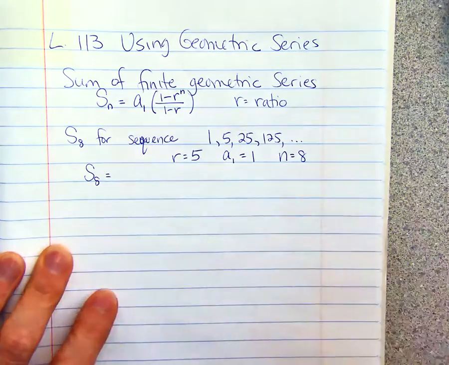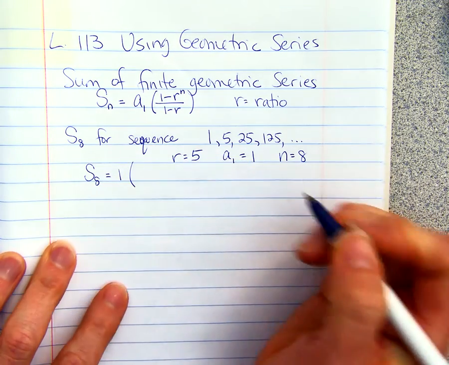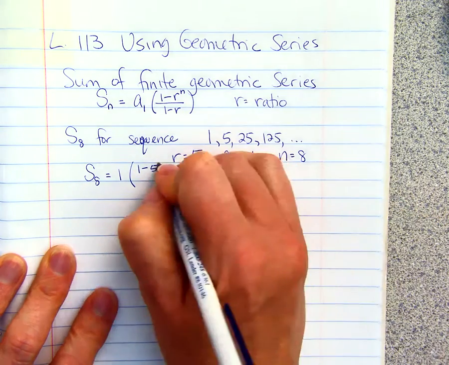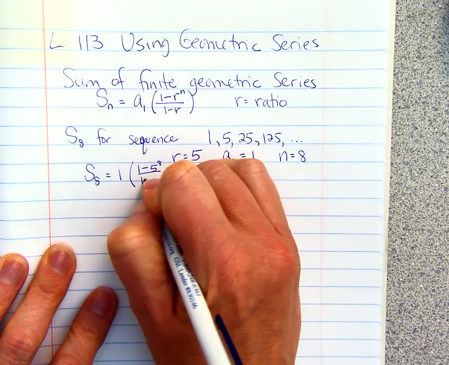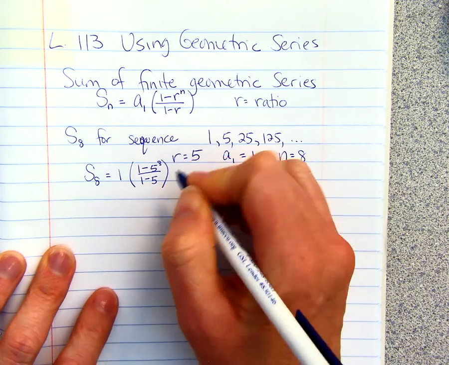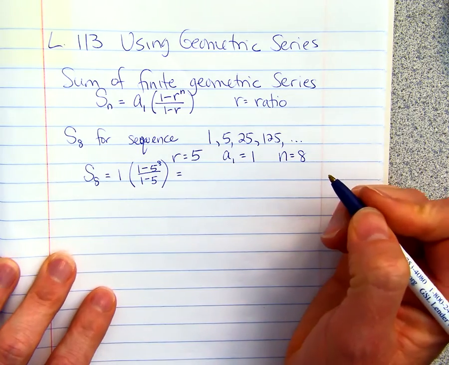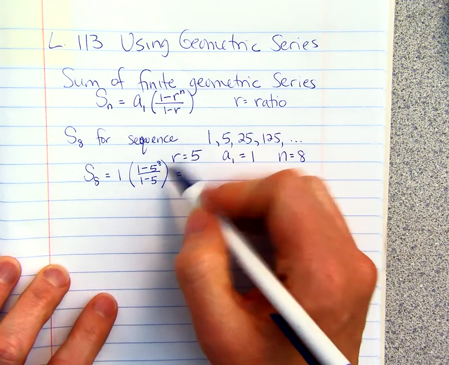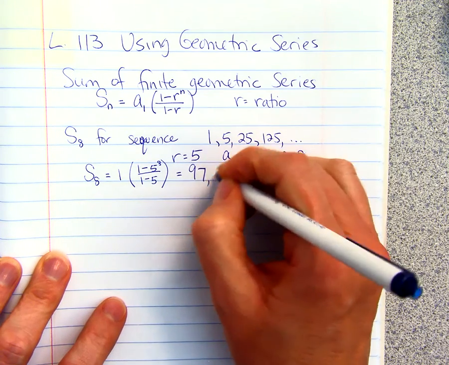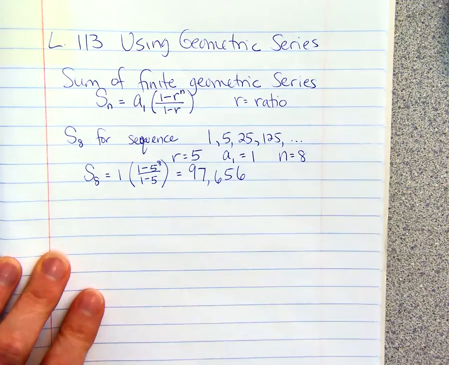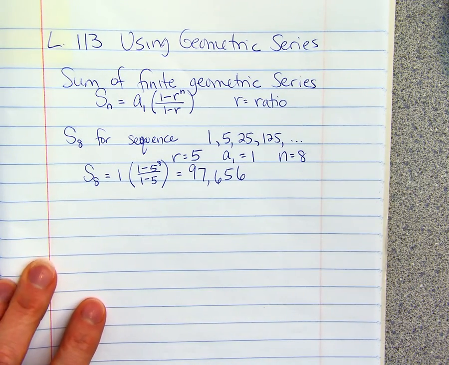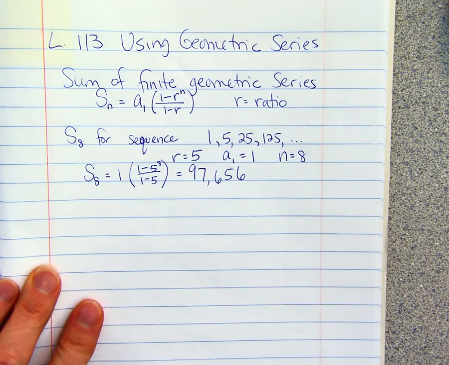S sub 8 equals the first term, which is 1, times 1 minus 5 to the 8th power divided by 1 minus 5. So we divide by -4, 1 minus 5 to the 8th, divided by -4, and we get 97,656. So that's the sum of the first 8 terms. There is a way to do it on your calculator.